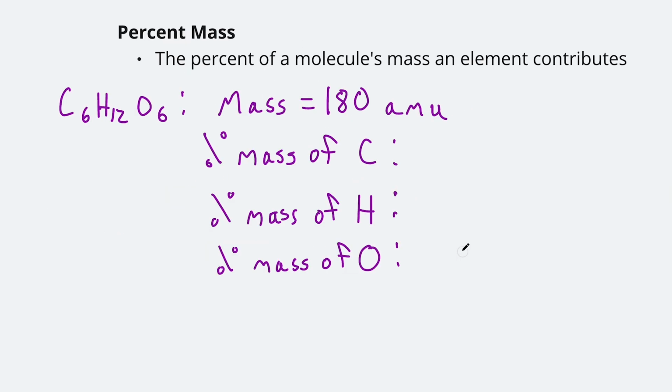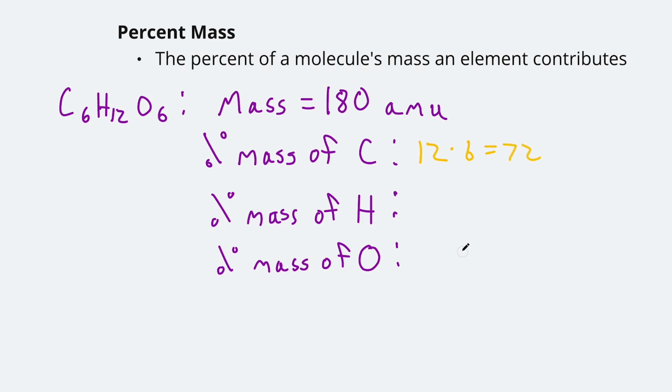The percent mass is just what percent of a molecule's mass a particular element contributes. We'll use our C6H12O6 molecule for an example here, and we're going to look for the percent mass of carbon from C6H12O6. Remember there were 6 carbons, so we do carbon's atomic mass times 6 to give us 72.